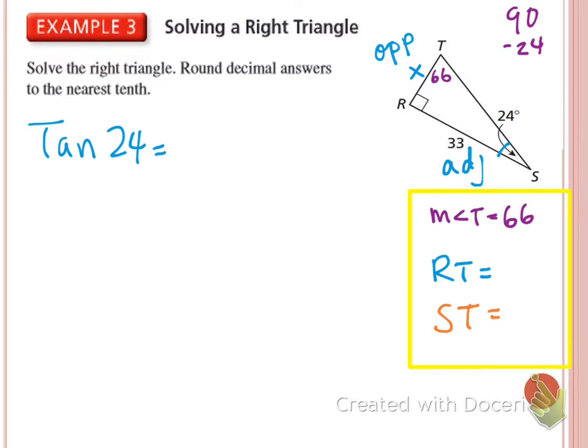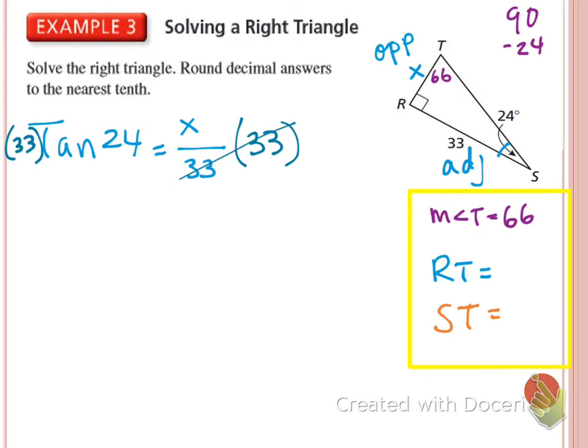So tangent from 24 equals the opposite X over the adjacent 33. And especially so, would we want 2 letters missing in this equation? No. Especially not if we know it. So we have tangent of 24 equals x over 33. Do I need to flip this? No. Multiply times 33. We're going to round to the nearest tenth. 14.7.